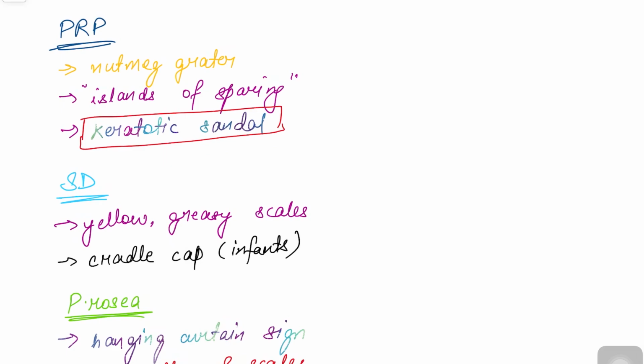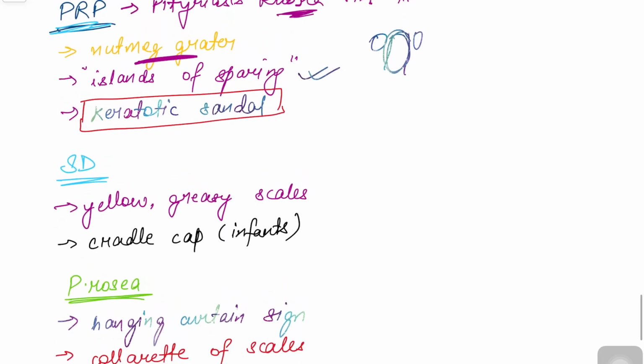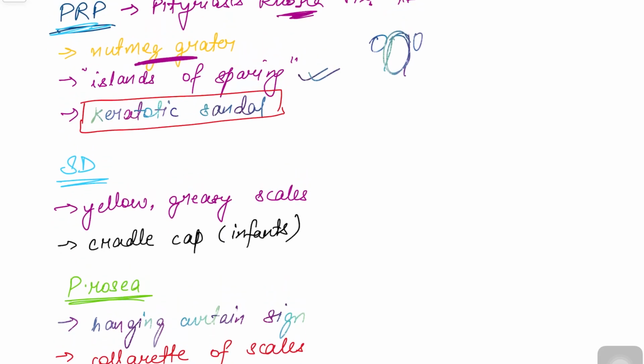Then a few words about pityriasis rubra pilaris. As the name suggests, in pityriasis rubra pilaris there is presence of red lesions around the hair follicles. Red keratotic papules are present, which give the appearance of a nutmeg grater. And characteristically in this disease, if these are the lesions, we will get uninvolved portions in between, that is islands of sparing are characteristically present in pityriasis rubra pilaris.